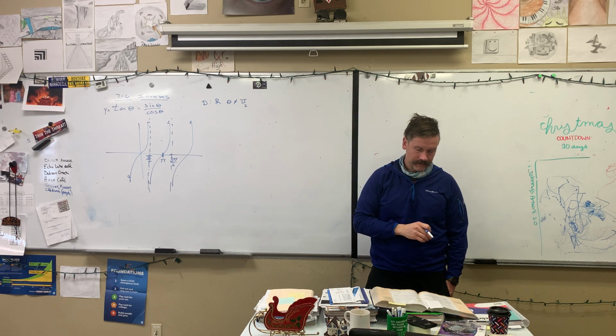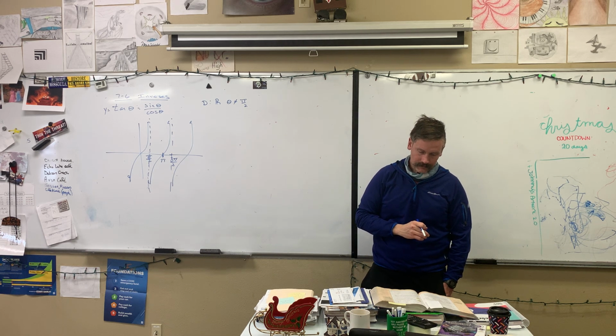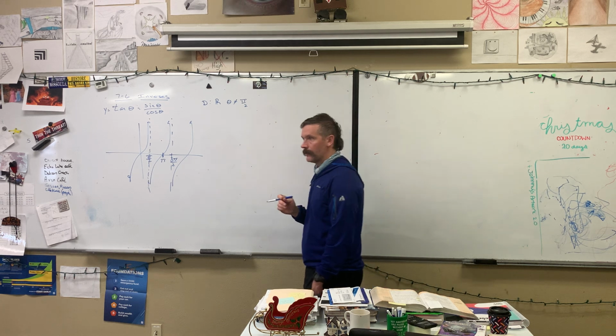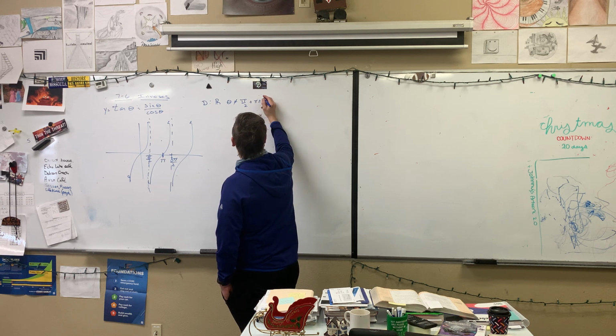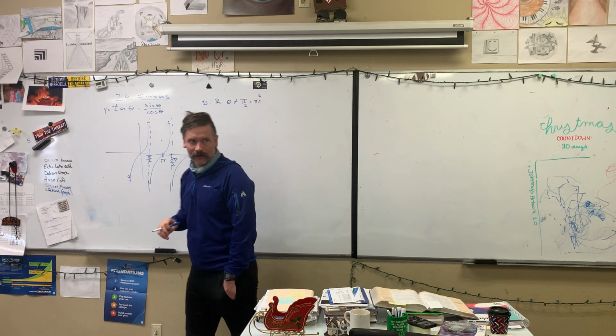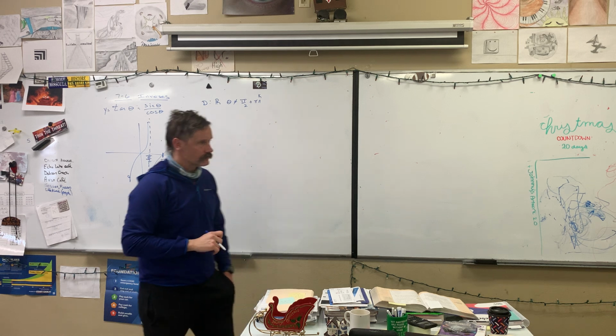So, yeah? Could we write like pi over 2 plus pi times x? Yeah, usually they would say pi times n or pi times k, where k and n are integers. Yeah. Okay.